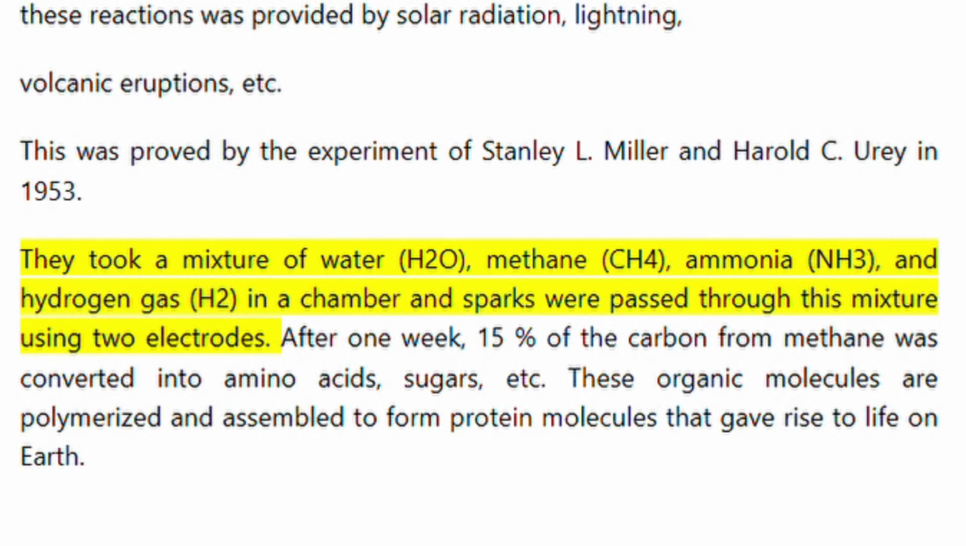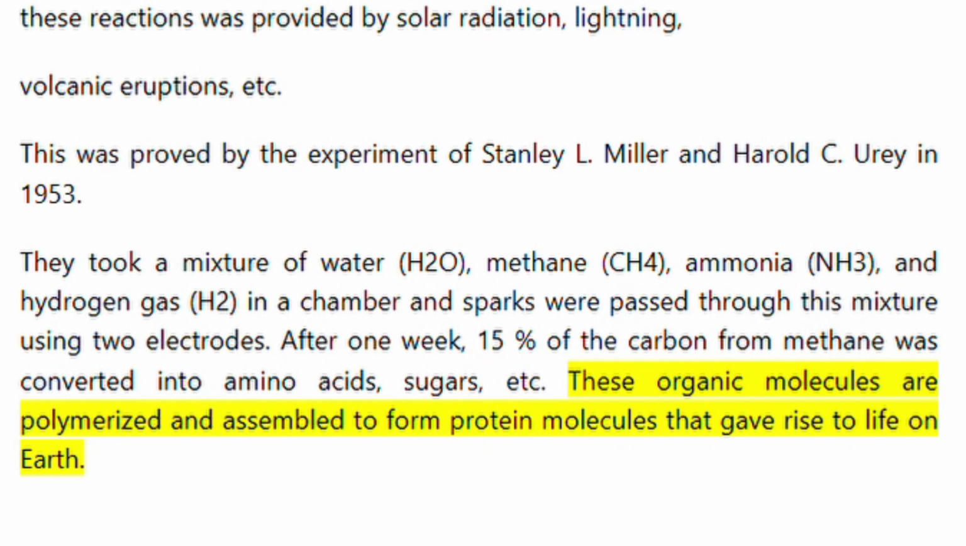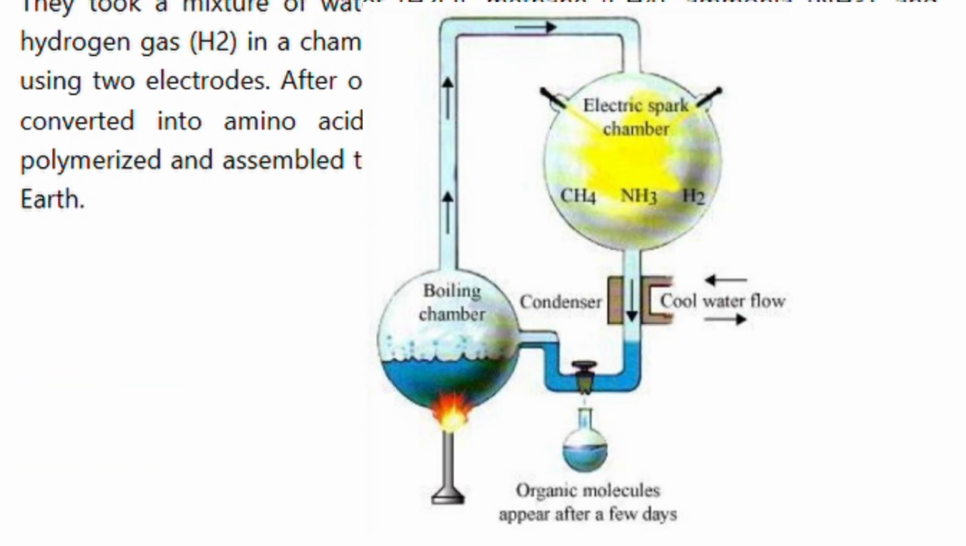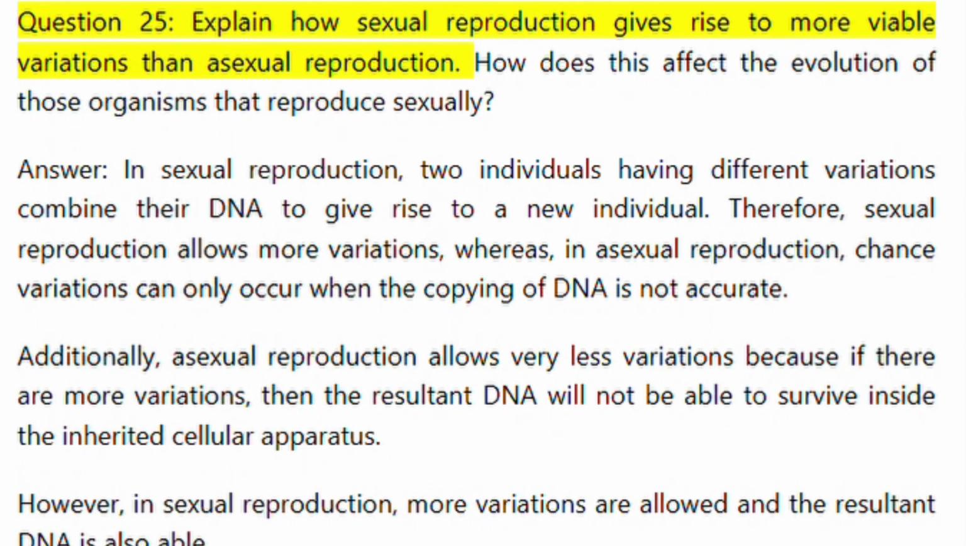They took a mixture of water, H2O, methane, CH4, ammonia, NH3, and hydrogen gas, H2, in a chamber, and sparks were passed through this mixture using two electrodes. After 1 week, 15% of the carbon from methane was converted into amino acids, sugars, etc. These organic molecules are polymerized and assembled to form protein molecules that gave rise to life on Earth. Miller and Urey's experiment.